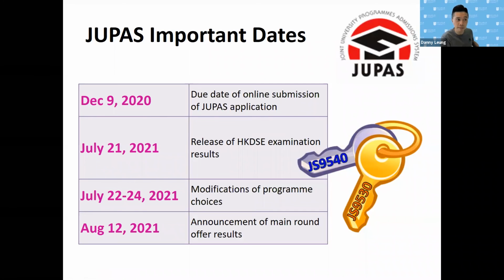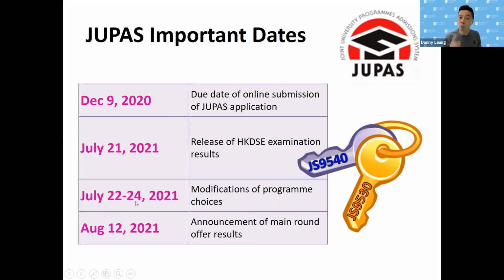So just very important as the previous slides. Remember the following very important JUPAS days. This one is past. But if you take a look at this one, July the 21st, that's actually the day for you to know your HKDSE examination results. After that, you will be given 2 to 3 days to modify your JUPAS program choices between the 22nd and the 24th in July.